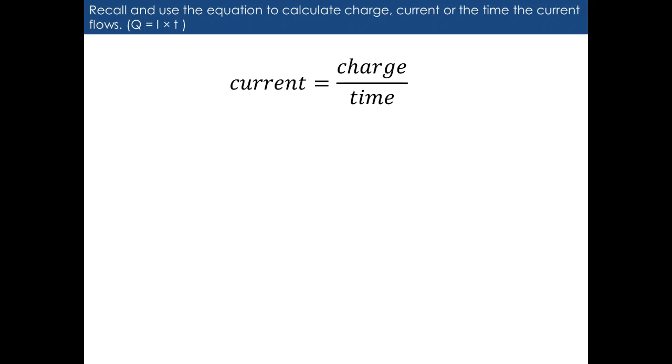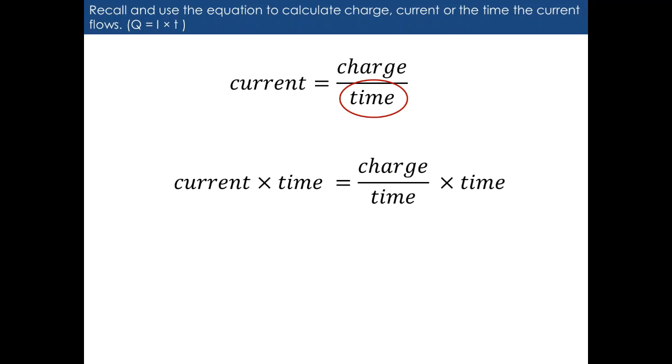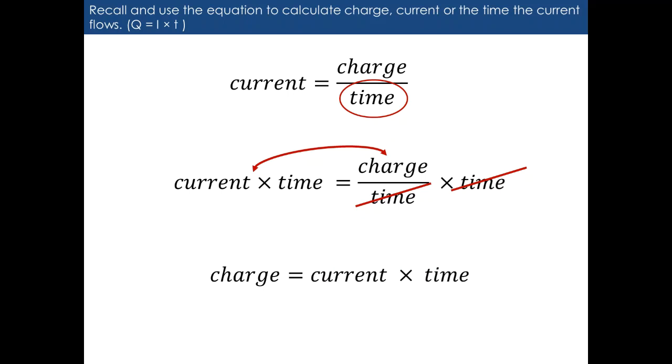So if current is the rate of flow of charge, it's the amount of charge that moves in a given time, or current is charge divided by time. We really want to make charge the subject, so we need to get rid of this time at the bottom. If we're dividing by time, then to get rid of it we need to do the opposite, so we need to multiply by time. So multiply both sides by time. Current times time equals charge divided by time times time. Well, on the right hand side there we can cancel those two out and we end up with our final equation if we swap the two sides. Charge is current times time.